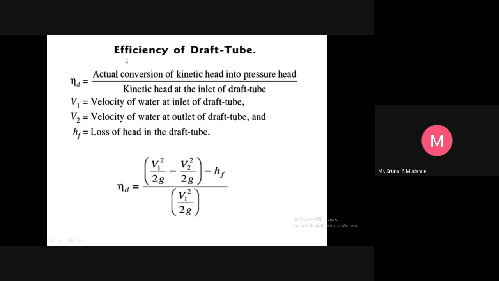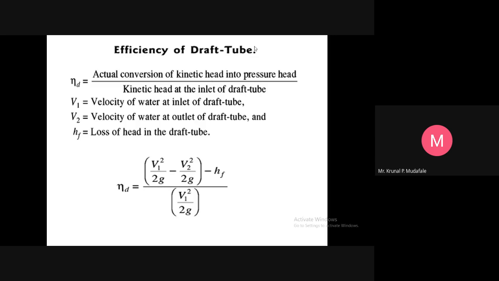Now the other concept is the efficiency. The last concept is the efficiency of the draft tube. How can you find out the draft tube efficiency? The efficiency of the draft tube is obviously the ratio of the actual conversion of kinetic head into pressure head, that is called the output. Our output is the actual kinetic head, the amount of head converted with the help of kinetic energy into pressure head, divided by the kinetic head at the inlet of the draft tube, that is the input, right?